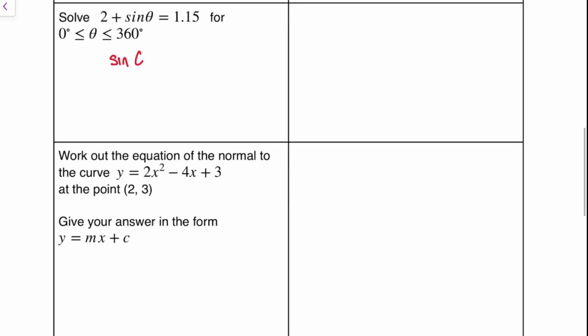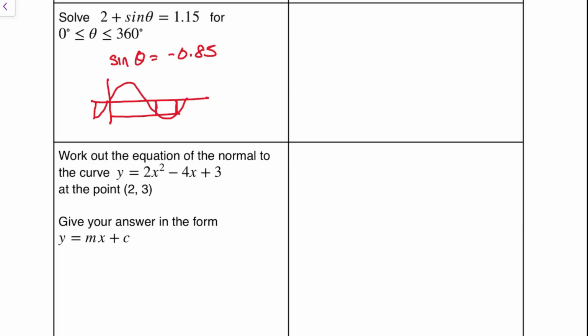So let's move the 2 to the other side, which gives me sine theta equals minus 0.85. I'm doing it between 0 and 360, so it's one full loop. Minus 0.85 is down here somewhere, so I need 2 solutions. If I get my calculator out, my calculator is going to be unhelpful because it's going to tell me a negative number. It's going to tell me this number over here. So let's do that now.